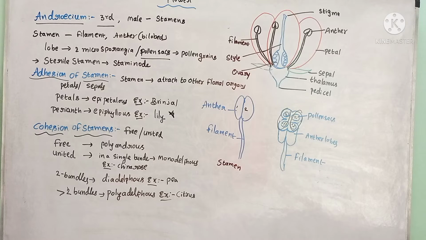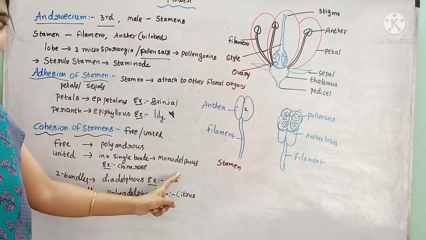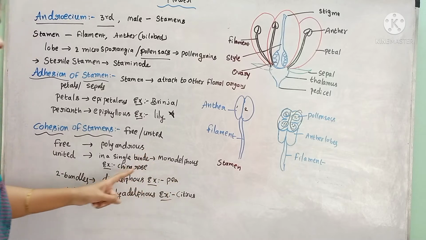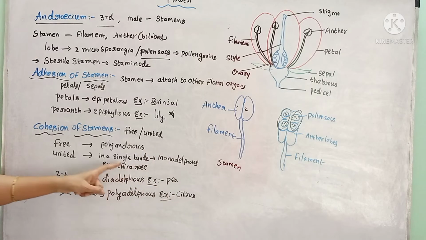Cohesion means whether the stamens may be free or united. Depending upon that, there are different types of stamens. Some stamens are free without attaching to anything; if the stamens are free without being attached to any sepals or petals, they are called polyandrous. If the stamens are attached in a single bundle, they are called monoadelphous, which is seen in China rose.